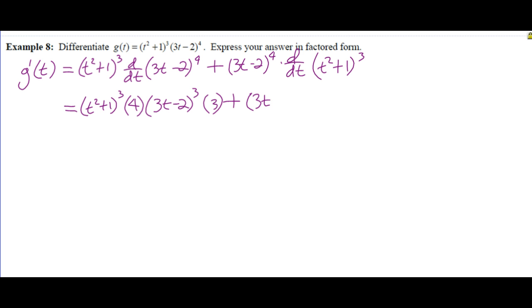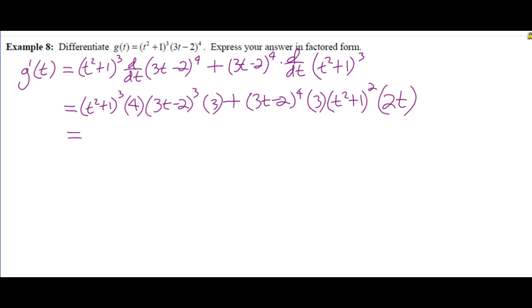All right, we've got (3t minus 2) to the 4th, and now we want the derivative of this guy, so it's what? 3 (t squared plus 1) squared times 2t. Okay? Perfect, right? Now all we have to do is clean it up.